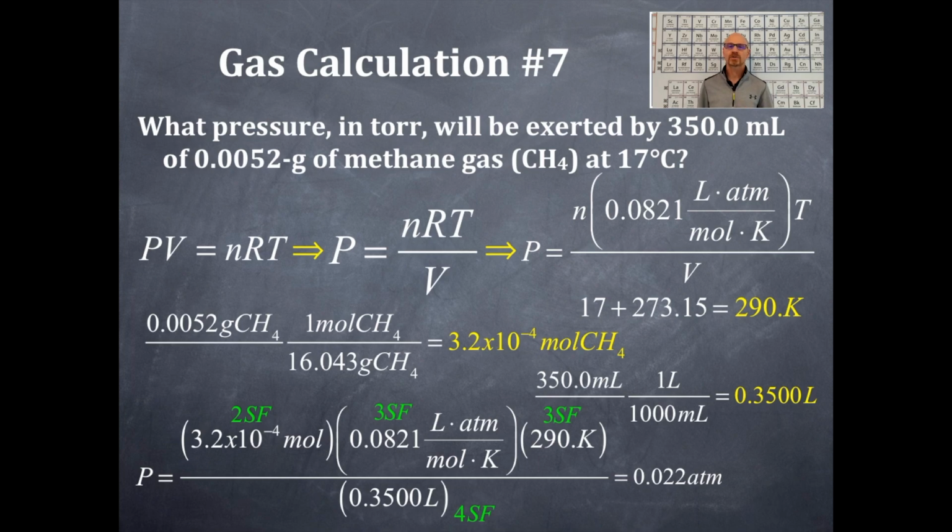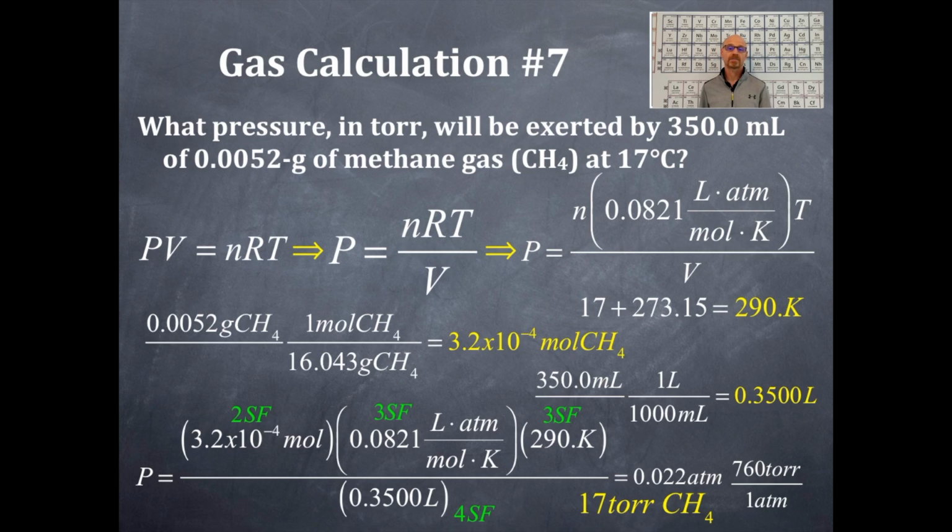I just solved for the pressure in atmospheres, so I'm going to convert these atmospheres to torr using the unit conversion, and then I'm going to solve this. That will give me 2 significant figures, but in the correct units that the question is asking for, and that's torr. So it's 17 torr of CH4, that's methane.